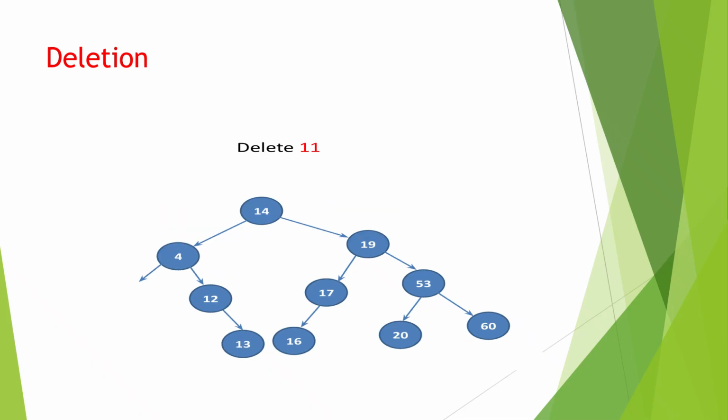Here we are going to delete 11. The tree gets imbalanced at node 4. The balance factor for 13 is equal to 0. The balance factor for 12 is equal to -1. The balance factor for 4 is equal to 0 minus 2, equal to -2. Then we have to perform LL rotation. After performing LL rotation, the tree gets balanced.